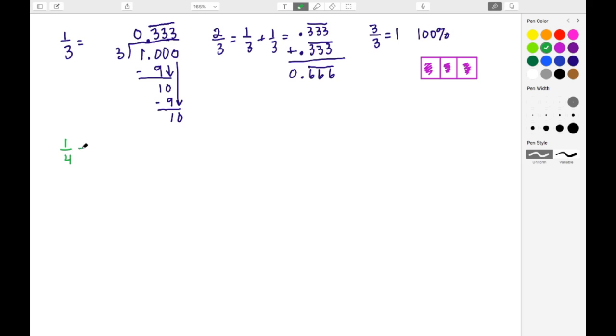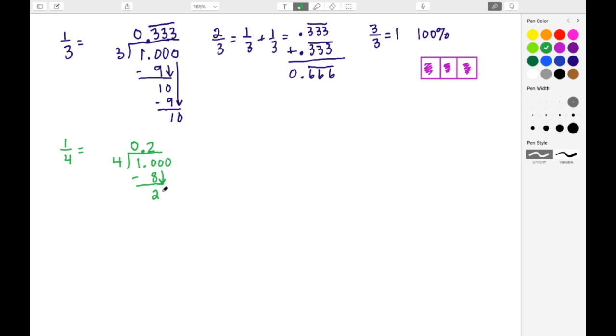So I have 1/4. Again, my denominator becomes my divisor. My numerator becomes my dividend. Let's add in some zeros. Bring up my decimal point. Well, 1 divided by 4 is 0, but 10 divided by 4 is 2. 2 times 4 gives me 8. Now I have 10 minus 8 to give me 2.